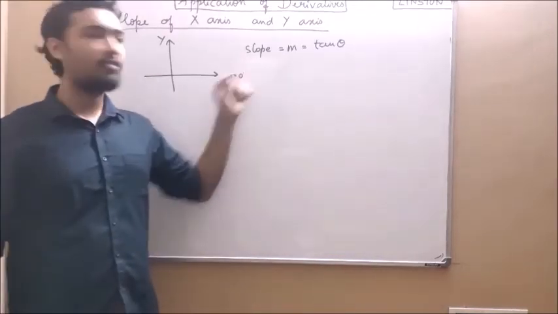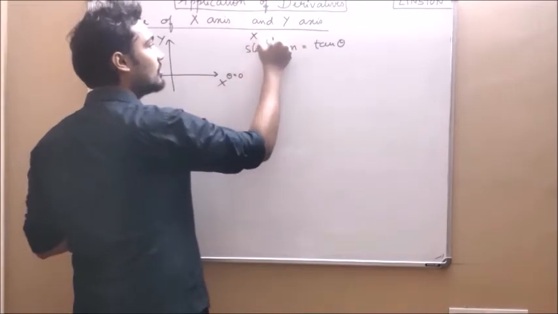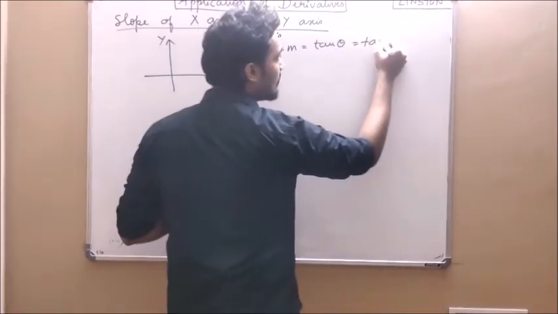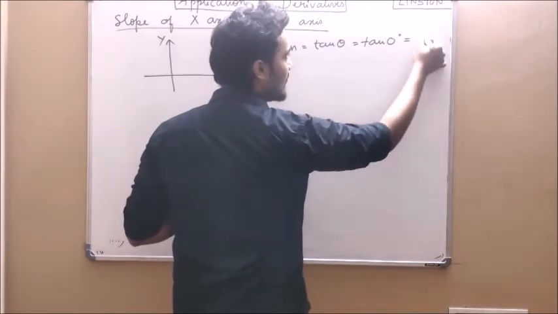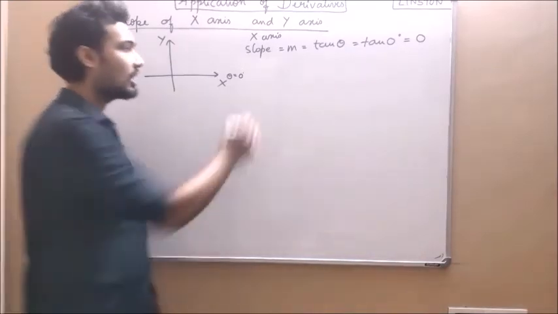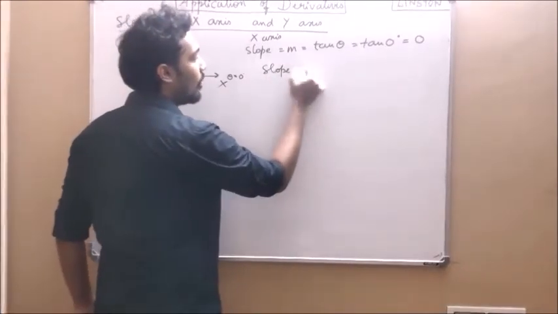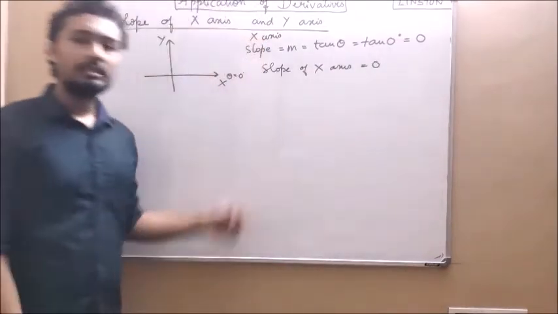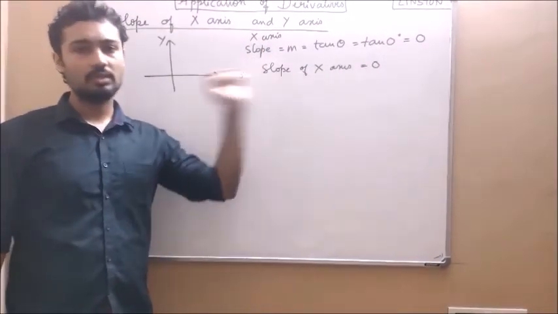So when you take the slope for the x-axis, slope m equals tan theta, which is nothing but tan 0. What is tan 0? Tan 0 is 0. So therefore, what is the slope of the x-axis? Therefore, the slope of the x-axis equals 0. Simply put, the slope of the x-axis equals 0.